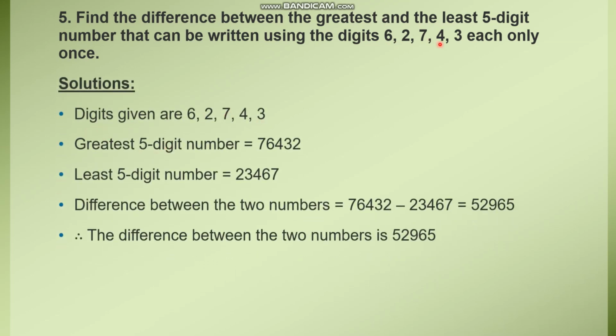Digits given are 6, 2, 7, 4 and 3. And so the greatest 5-digit number we can make by this is 76,432. And the smallest number, 23,467. Then take the difference, subtract smaller number from the bigger number. You will get the answer 52,965. Okay children, so this is the answer of this question. Now let's move to the next question.